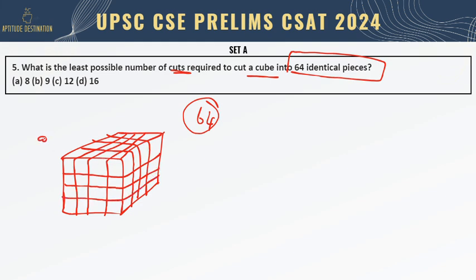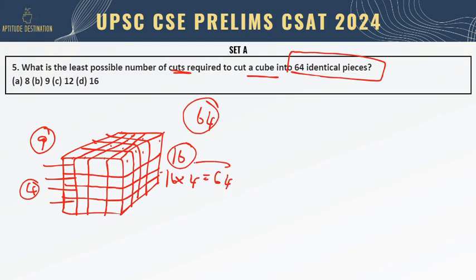So now we have cut the cube 9 times, and if you calculate 1, 2, 3, 4, 5, 6, 7, 8, 9, 10, 11, 12, and 13, 14, 15, 16. So 16 in each row. There is 1, 2, 3, 4 rows. So 16 into 4 is giving us 64. So with just the logic and a little bit of thinking, you can solve this.